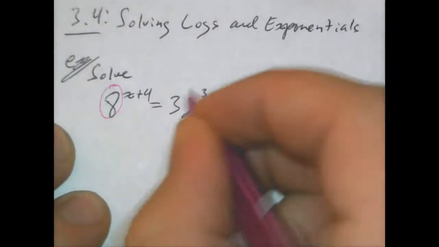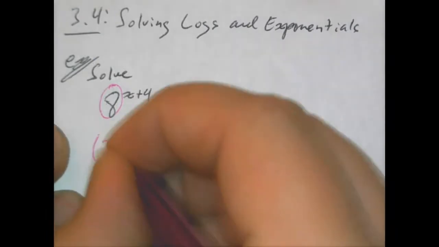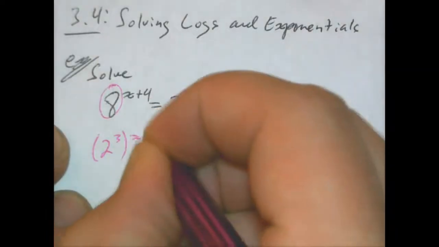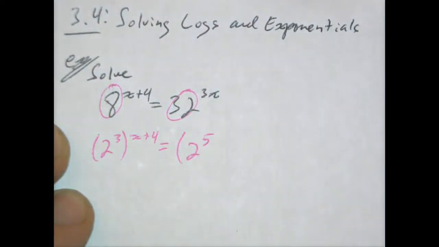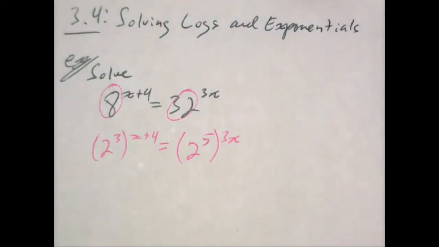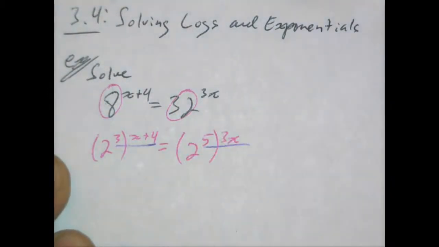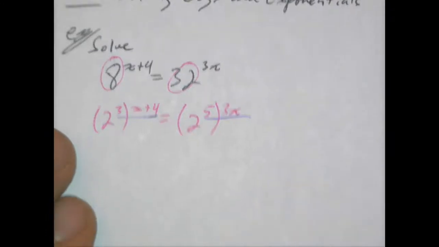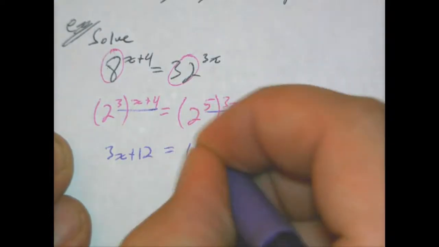If I could write these two numbers as the same base, then this will make it super easy. Well, I know 8 is 2 to the third, and I'm going to leave that x plus 4 out there. And 32 is 2 to the fifth, because 2 times 2 times 2 times 2 times 2 is 32. And I'm going to leave the 3x out there. Well, now I have the same bases. So if my bases are equal, then the exponents must also be equal to each other. So I can say 3x plus 12, because I'm multiplying those, is equal to 15x.